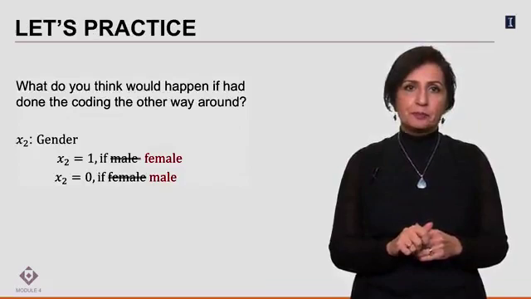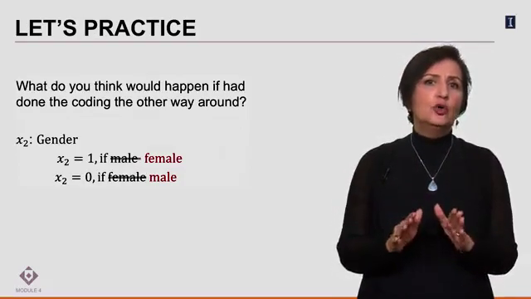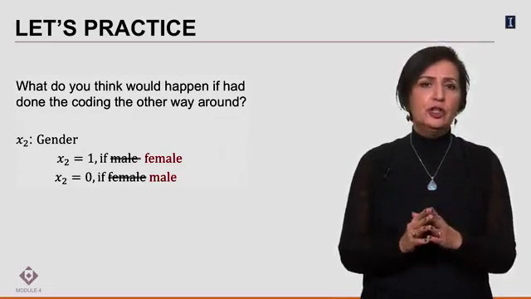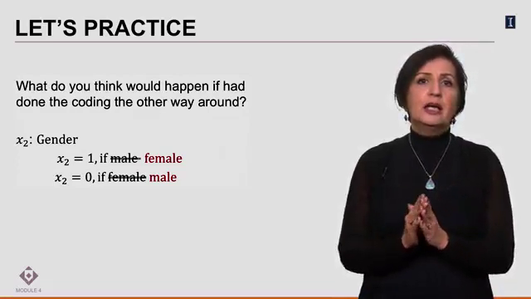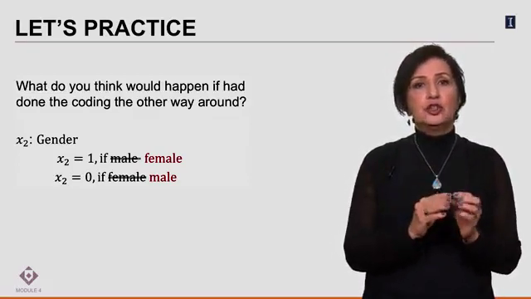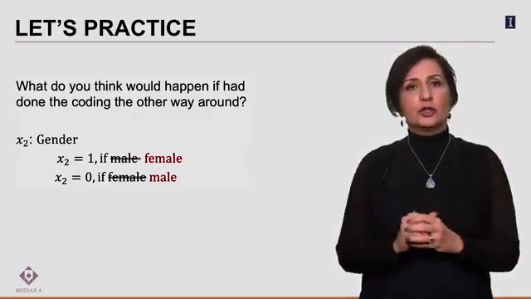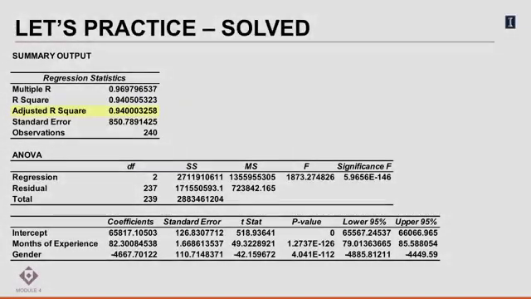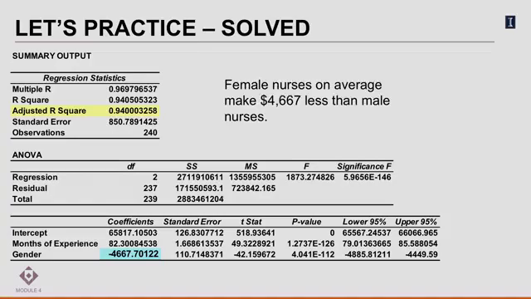So let's practice. What do you think would happen if I had done the coding the other way around? For x2, that was for gender, I would have said x2 is equal to 1 if it's a female nurse, and x2 is equal to 0 if it's a male nurse. Adjusted R square is the same as before. What changed are two coefficients. First is the coefficient of gender. Value-wise, it is the same as before, but now it's negative. So a female nurse gets a deduction of $4,667.60.